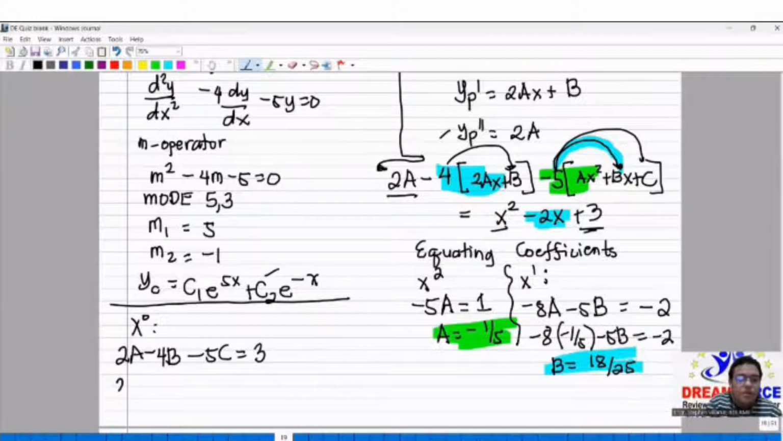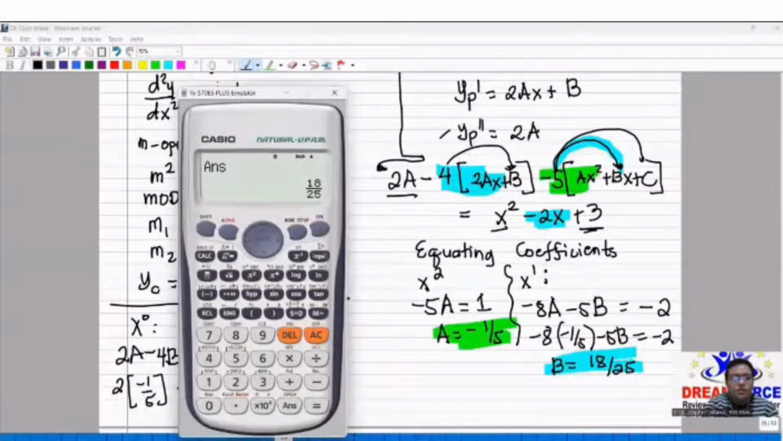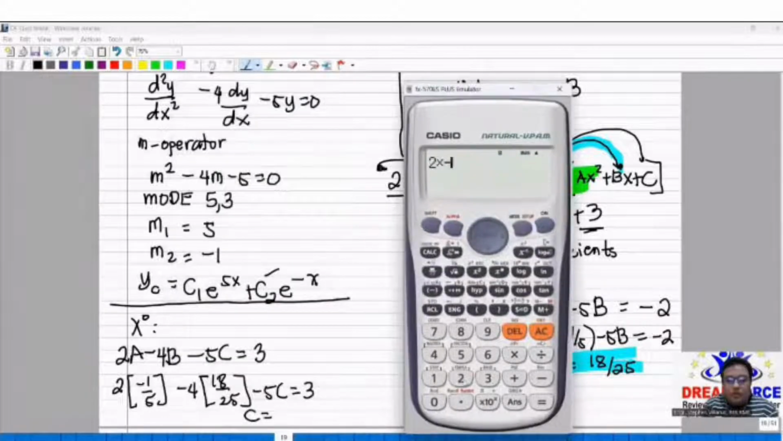So, this will become 2 times negative 1 over 5 minus 4 multiplied by 18 over 25 minus 5c is equal to 3. So, what's your c now equal to? Solve for c. Okay, type lang natin. 2 times negative 1 minus 4 times 18 over 25 minus 5 times c is equal to 3. If solve for c, negative 1.256 or in fraction form, that is negative 157 over 125.